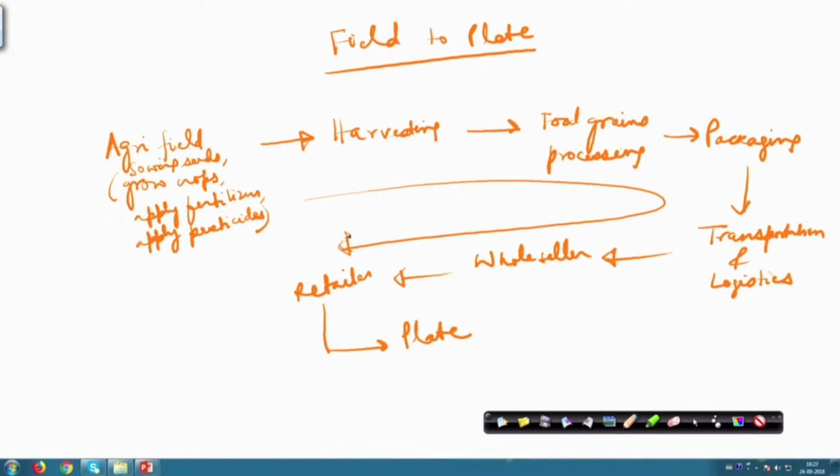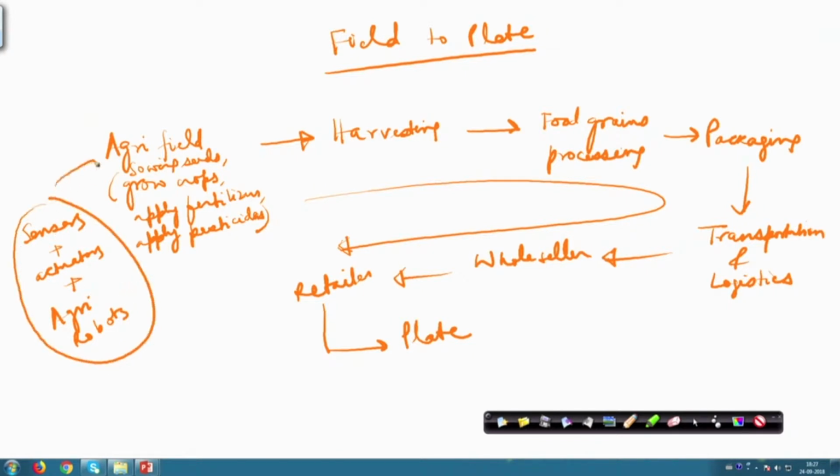In this kind of scenario, sensors and IoT devices will have to be used in the agricultural field for monitoring the growth of the crops, for monitoring the sowing of the seeds, for applying fertilizers precisely and adequately, and also to precisely and adequately apply the pesticides. So, sensors, actuators, plus different agricultural robots could be used over here.